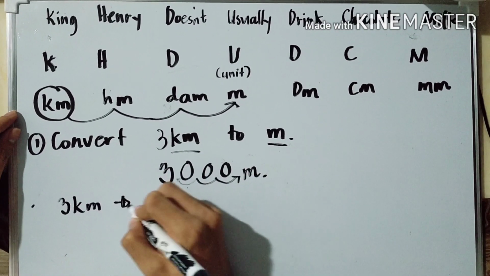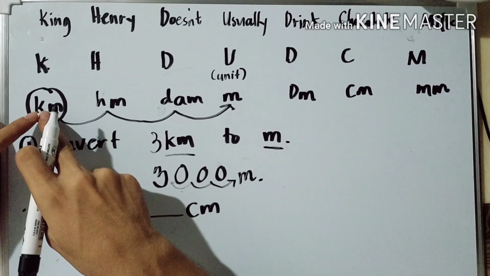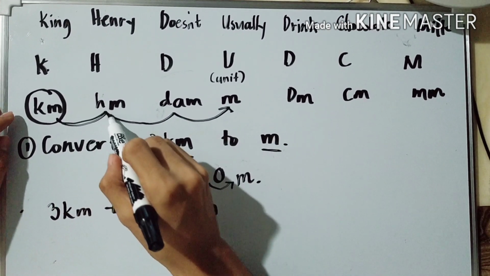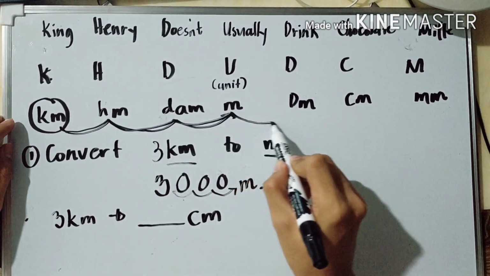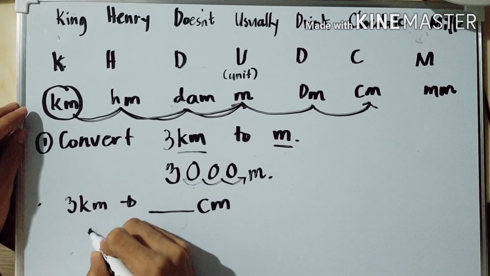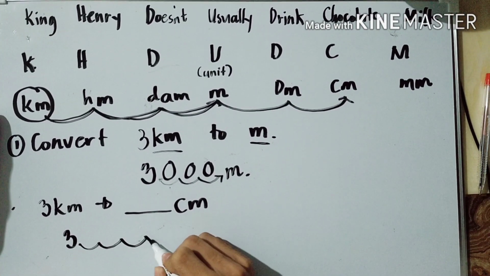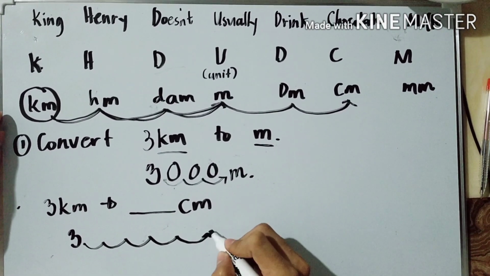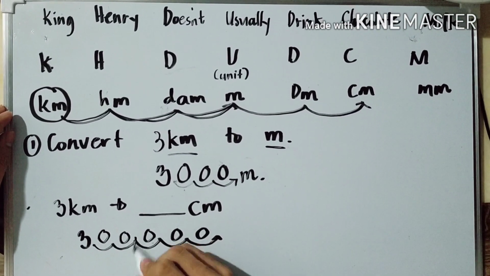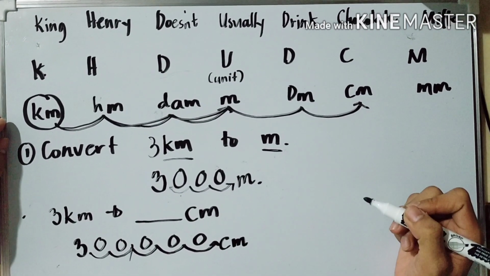Okay, convert to, halimbawa ay centimeter. So, from kilometer, you move up to centimeter. So, 1, 2, 3, 4, 5. So, 5 units to the right. So, from 3, ito yung decimal point, 1, 2, 3, 4, 5. So, fill in zeros. Therefore, 3 kilometer is equivalent to 300,000 centimeter.